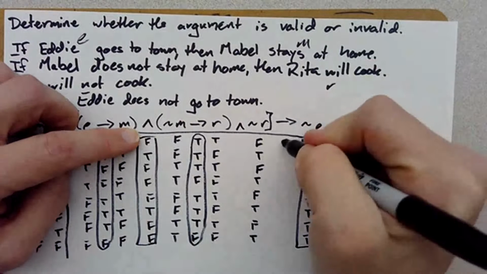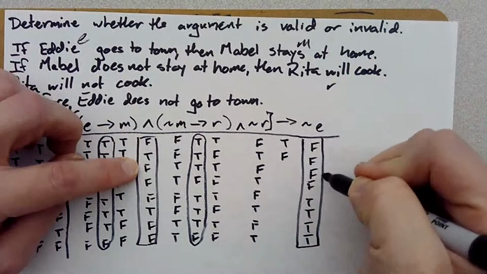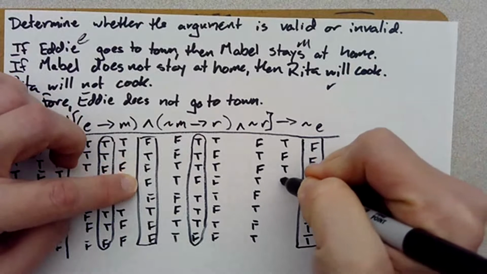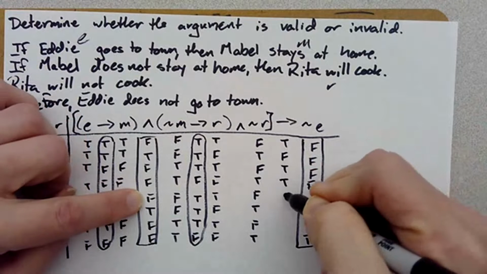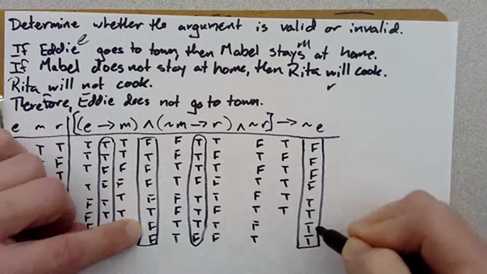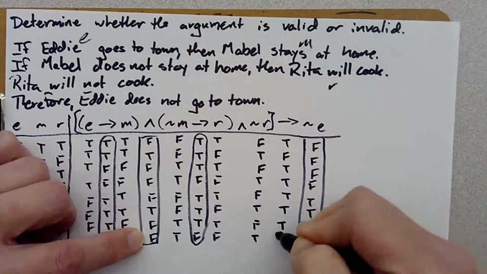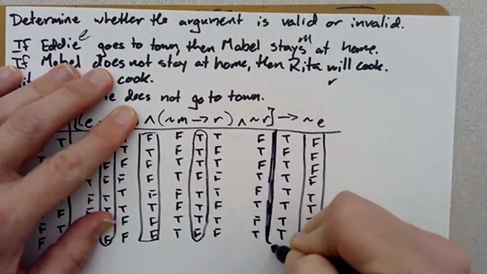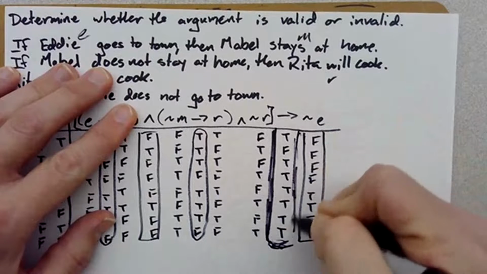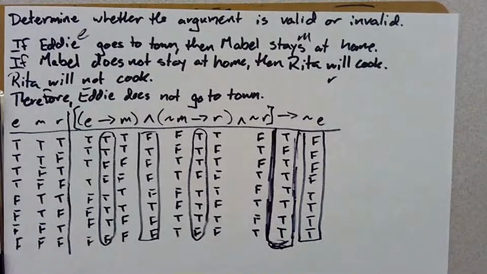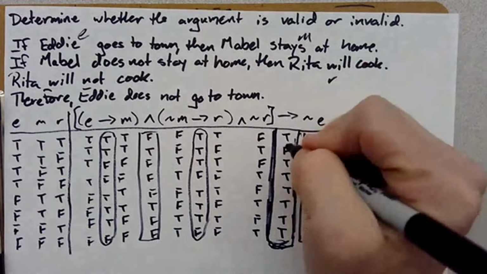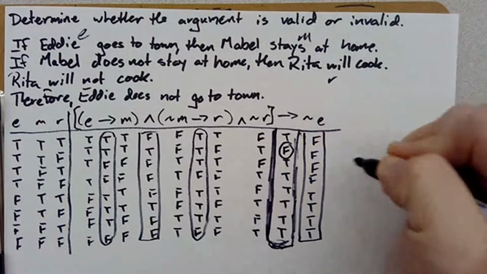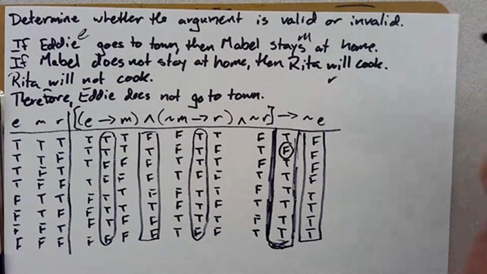False implies false is true. True implies false is false. False implies false is true. False implies false is true. False implies true is true. True implies true is true. False implies true is true. False implies true is true. And now we examine this bolded block. Well, remember that a logical argument is only true if it's true for every possible combination of truth values of the original statements. We have a false here, therefore this is not a valid argument.